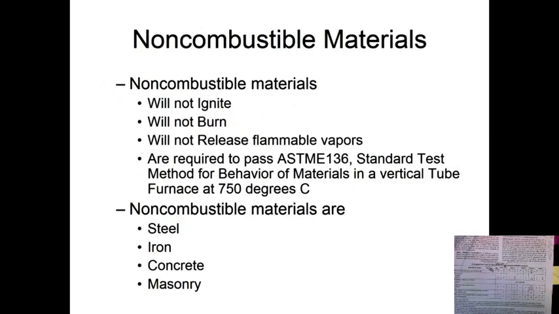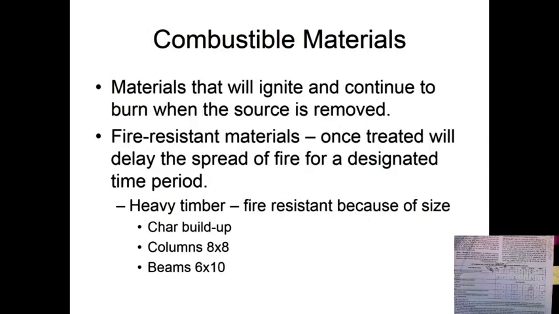So when we talk about non-combustible materials, remember that they will not ignite, they don't burn, they don't release flammable vapors, and they're required to pass the ASTM E136 standard test method for behavior of materials in a vertical tube furnace at 750 degrees Celsius. Non-combustible materials would be steel, iron, concrete, and masonry. Combustible materials will ignite and continue to burn when the source is removed. So if we put a flame or a match up to something, it will burn.